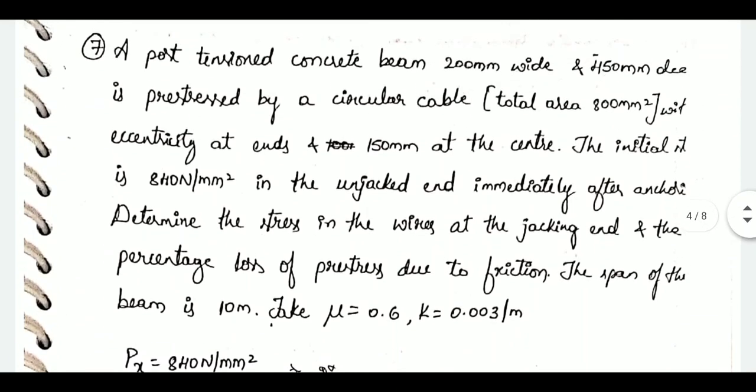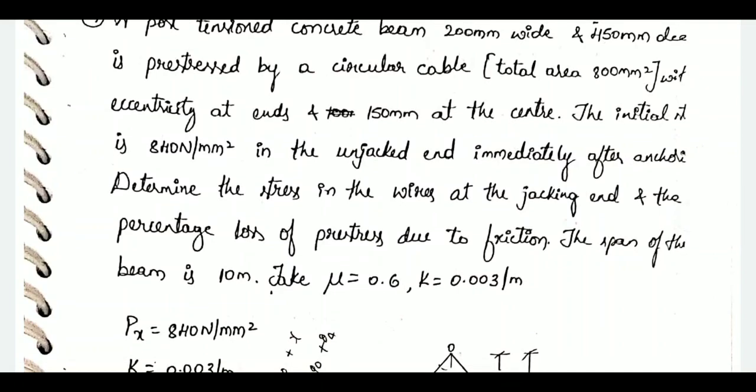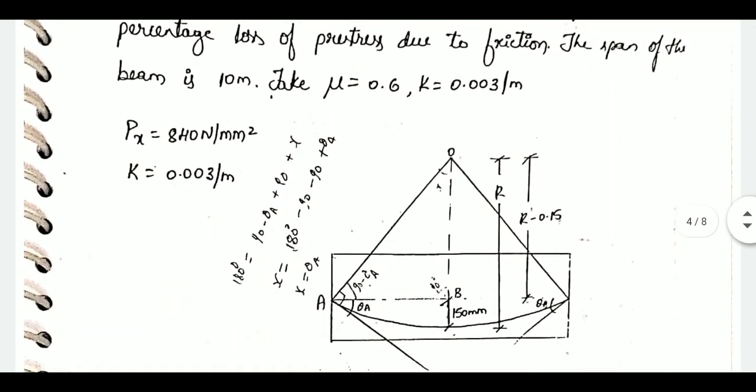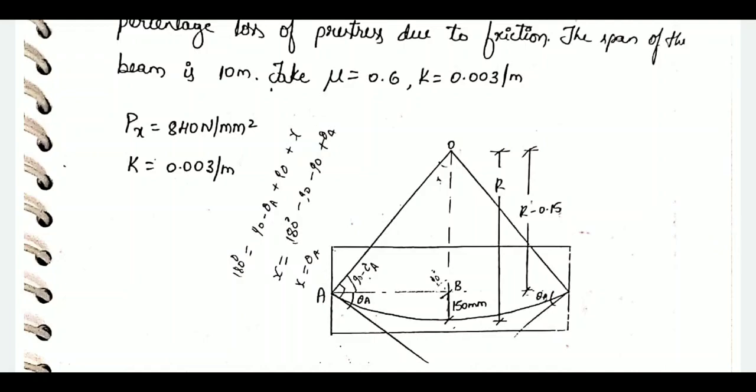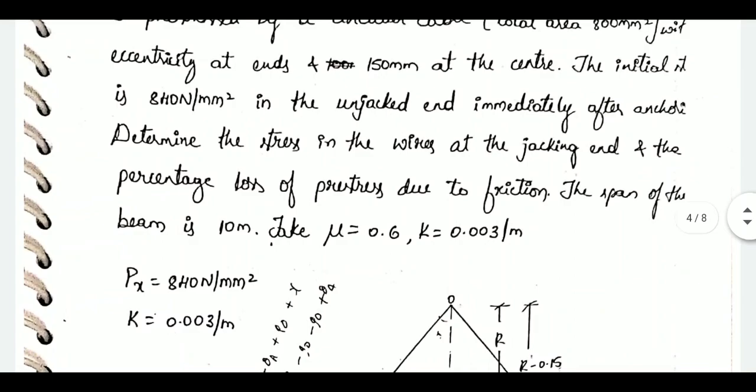Yes. See, in this problem, 3 new things you are seeing. One is the cable profile is circular, and here he has mentioned an unjacked end, and you need to find out at the jacking end. These are the 3 parameters you need to remember. So here also you need to find out loss of pre-stress due to friction only. So first, to calculate friction, we need the slope of the cable, and he has given the initial pre-stress at the unjacked end.